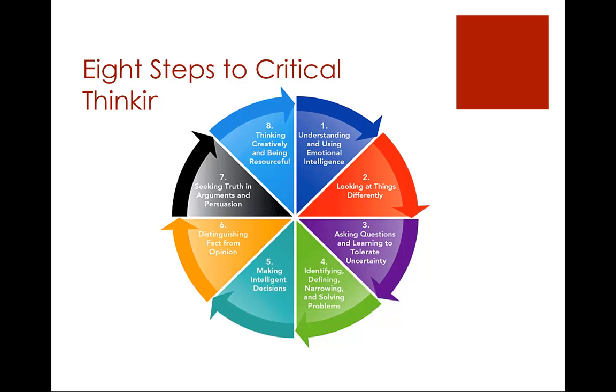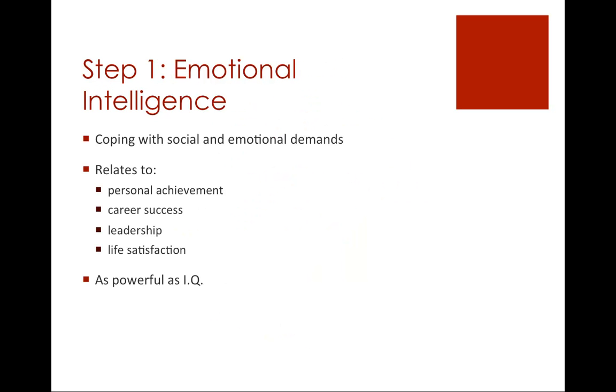You can see them on this wheel, and I'm going to avoid reading them all right now because the next thing I want to do is look at each one of them in a little more detail. So step 1 involves emotional intelligence. If you don't know what emotional intelligence is, it essentially involves having the ability to read people's emotional states and tailor your responses to them.